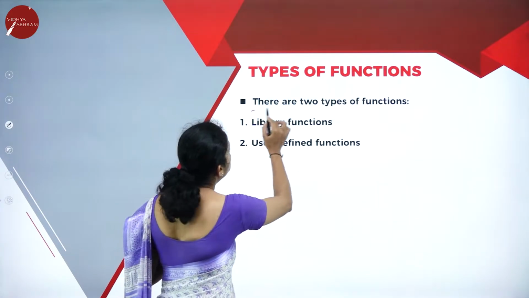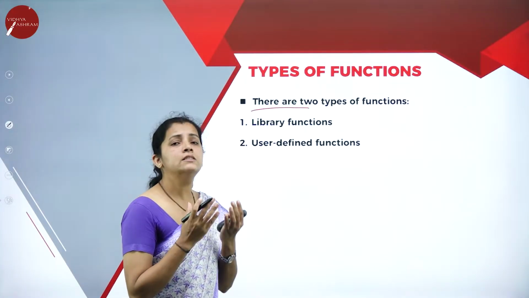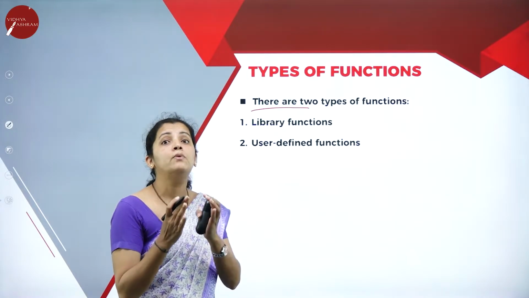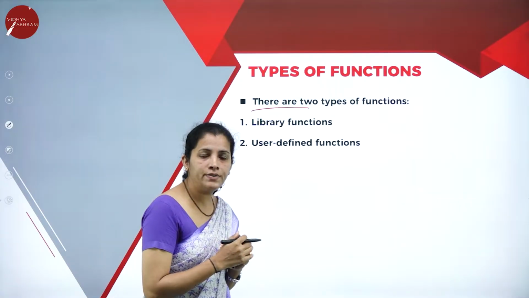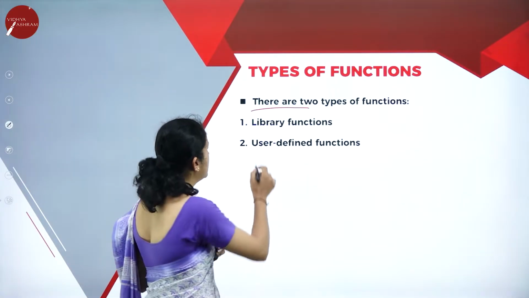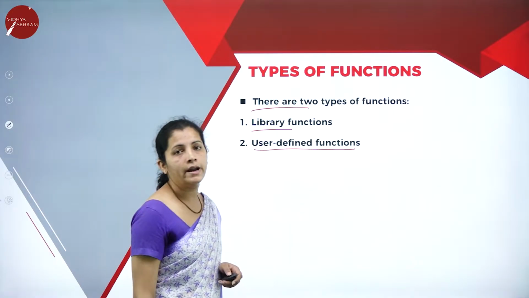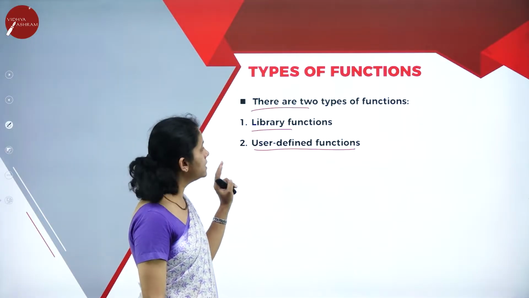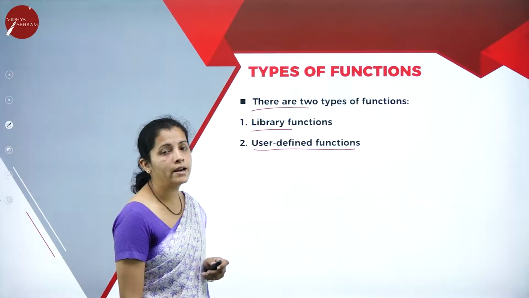Now, there are two types of functions. So what is a function here? It is nothing but a group of statements together that performs some task. Functions are classified into two types: library function and user-defined function. So what are the two types of function here? Library function as well as user-defined function.